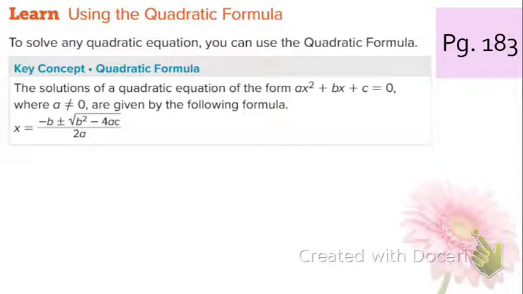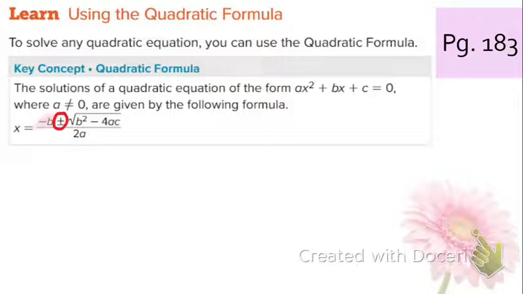And the first thing is, notice that it's always the opposite of B. So whenever you do the quadratic formula, we have to flip that sign for B. It's the opposite of B. And then plus or minus, this plus or minus is what gives us our two different answers. The square root of B squared minus 4AC all over 2A.